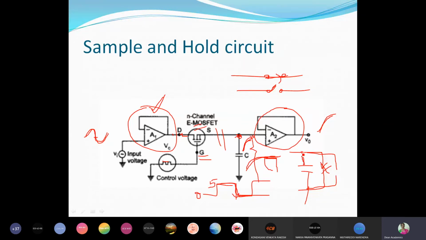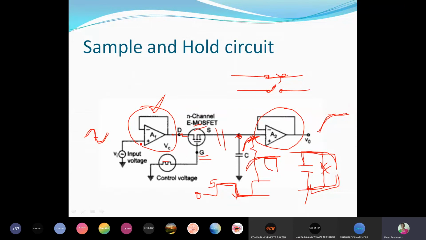Therefore, the capacitor doesn't find any path to discharge, so it will hold that voltage. Whatever voltage is available at the capacitor will remain at the output of the circuit. Therefore, the output voltage will be like that only. Is it clear up to that? Yes, ma'am. When the switch is opened, the output is maintained at that same voltage only.